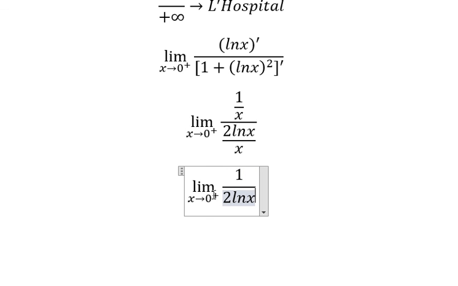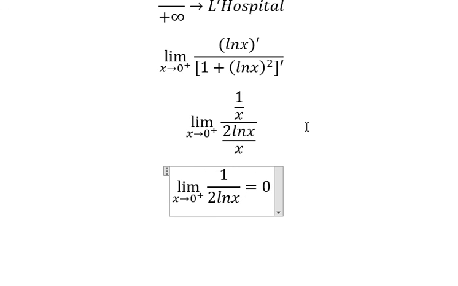When s approaches the number 0 from the positive side, this one will go to negative infinity. 1 divided by negative infinity, you get 0. And that's the final answer.